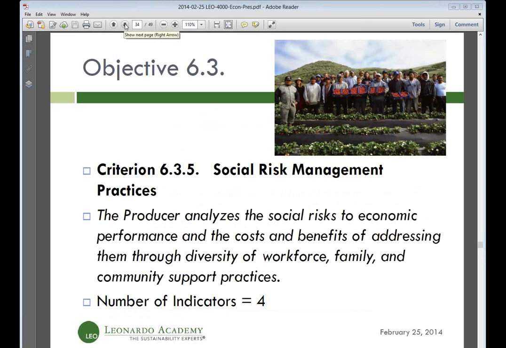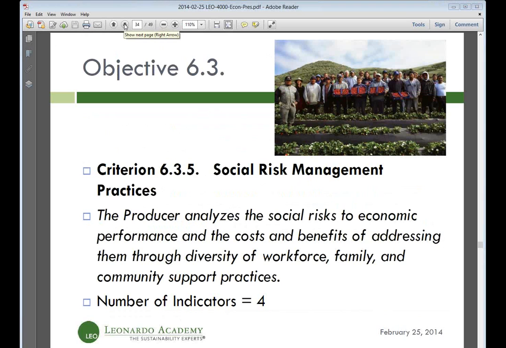So risk management practices can include many things. Health insurance is a popular topic these days, but there are other social risk management practices, education, training, that are well documented in the social criteria of this standard. What we're trying to do is just point out those connections here and show that by a certain amount of focus on the social side of your operation, you're also helping to sustain your economic performance as well.